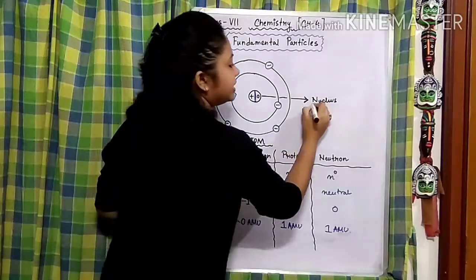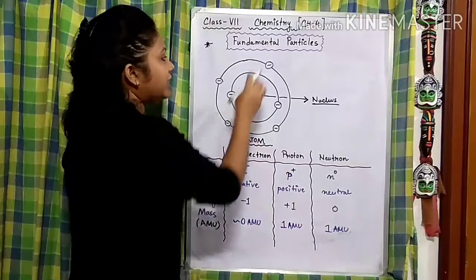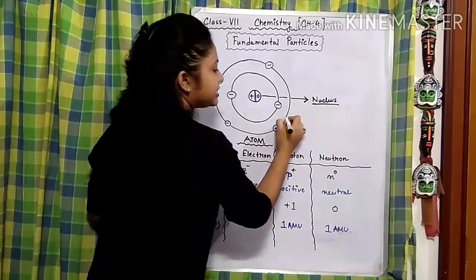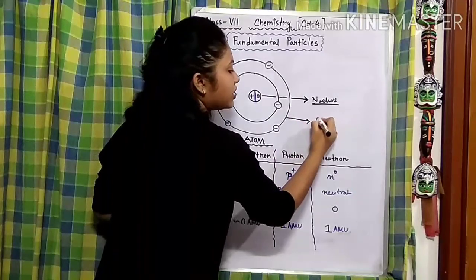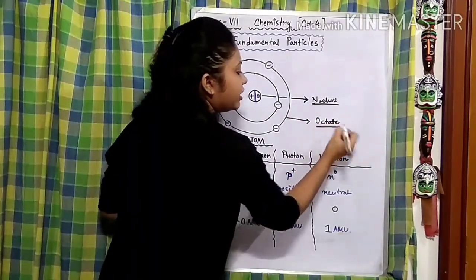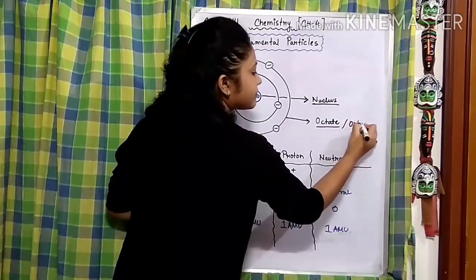Okay, so this middle portion is called nucleus, and the outer orbits, they are called orbits. Okay, so here we can say they are orbits or shells.